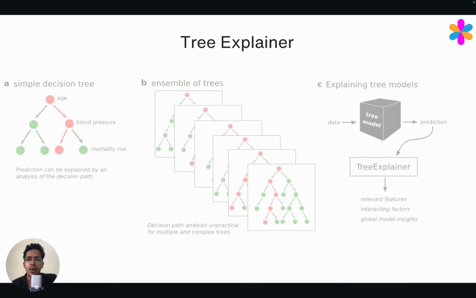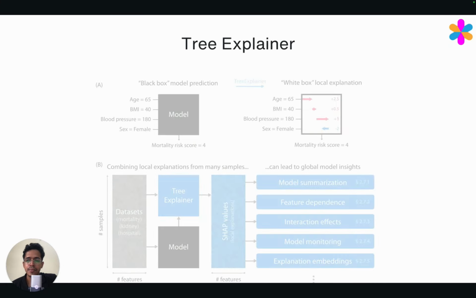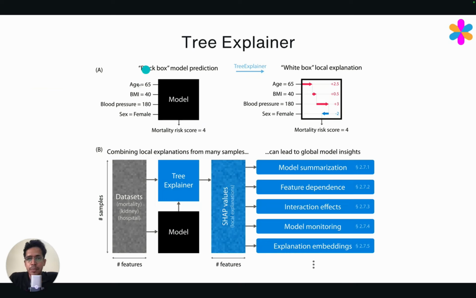Okay. Now, this is again showing the tree explainer. Usually a black box model would predict, with age, BMI, blood pressure and sex, that the mortality risk is 4 out of, say, 10. Whereas tree explainer can give a local explanation: age contributed 2.5 positively, BMI contributed 0.5 positively, blood pressure contributed 3 positively, and being female is better because it reduced the risk by 2. And this is how the score ultimately came to 2.5 plus 0.5, which is 3, plus 3, 6, minus 2, 4. So this is a local explanation.